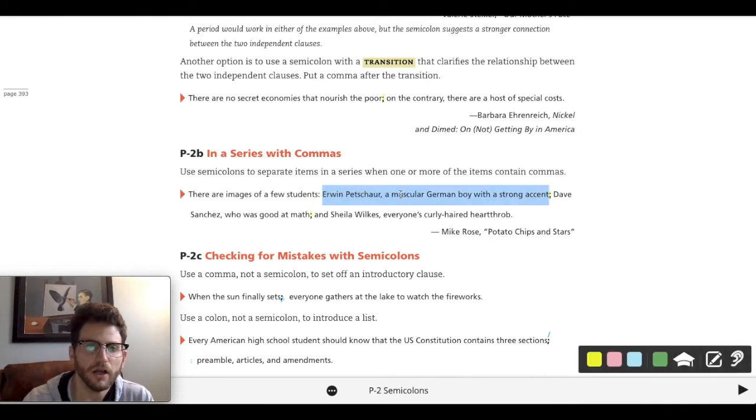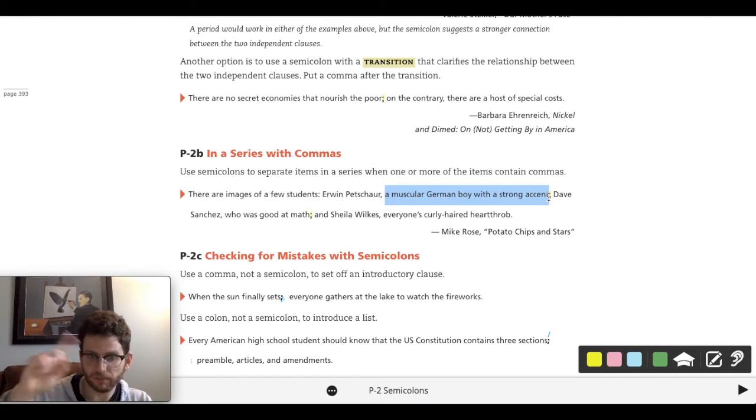Erwin Peshtor. This information about him, we even talked about this in my video on commas. We talked about information that's not essential. It's separated from the noun it's modifying, and that's what's going on here. So I'm giving you extra information about this guy Erwin, and so this one item in the list has commas in it.